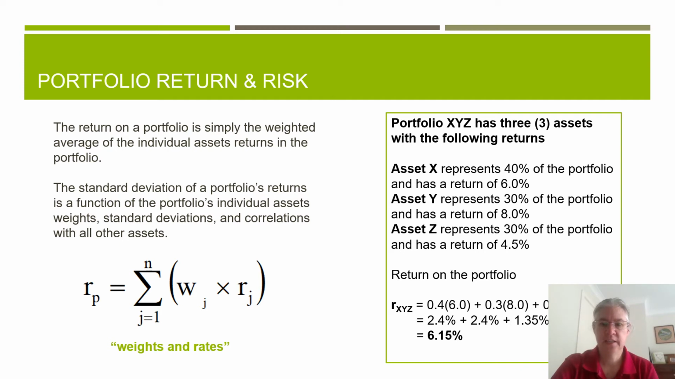So you can see X was giving us 6%, but we only had 40% of our portfolio of that. Y was giving an 8%, and Z was giving 4.5%, but together it came out as a combination of 6.15% return.